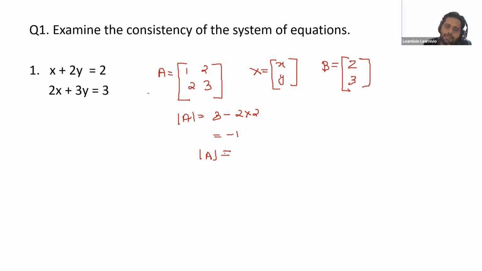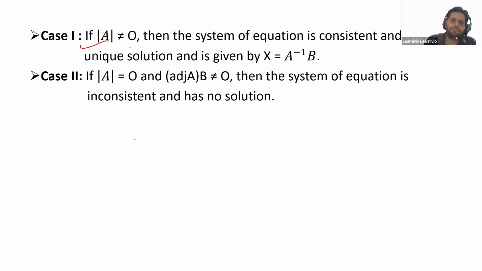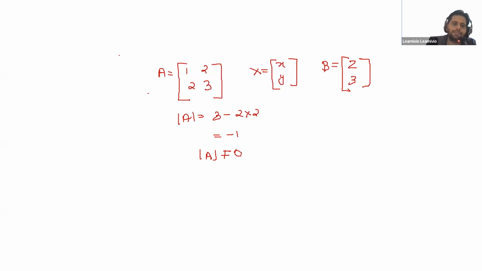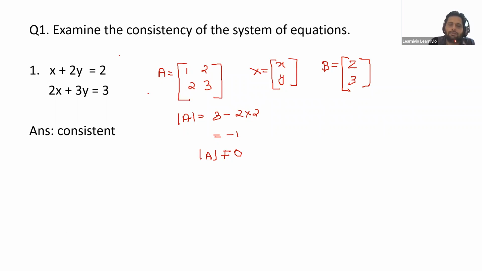So Josefa, as per the first case, the system of equations will be consistent or inconsistent? Inconsistent? Why inconsistent? Please check the first case, Josefa. Determinant is not equal to 0. When determinant is not equal to 0, then the system of equations is what? Consistent or inconsistent? Consistent, okay, and it has a unique solution. So for this case, our answer will be consistent.